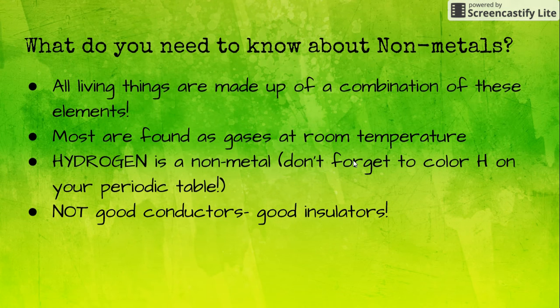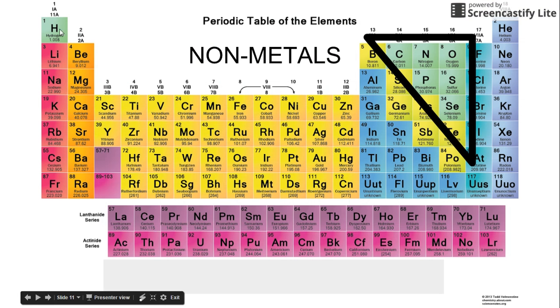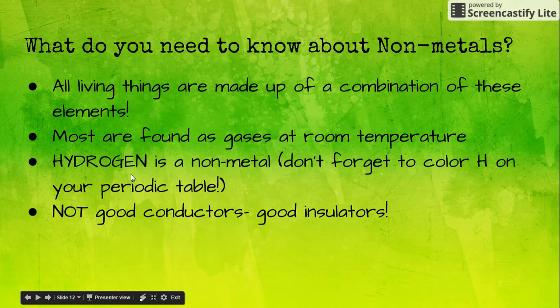And this is the information you need to know about nonmetals. So pause the video so you can take your notes about nonmetals. Living things are made up of a combination of all of these elements. Most are gases at room temperature, and this is really important, so I forgot to mention this. Hydrogen is a nonmetal, and it's on the other side of our periodic table. So your hydrogen is way over here, so make sure you color that guy as your nonmetal as well.